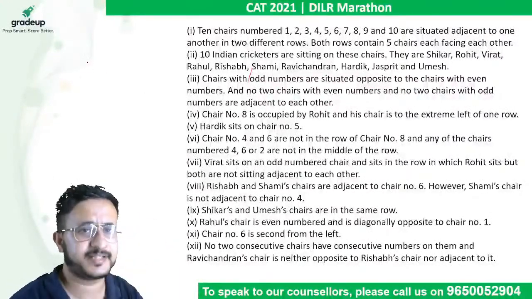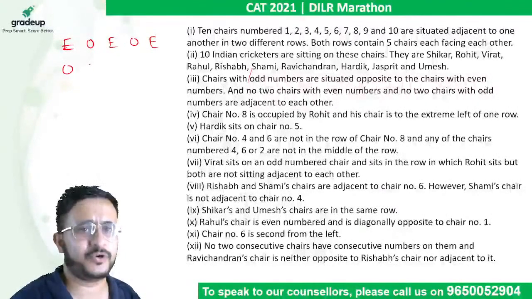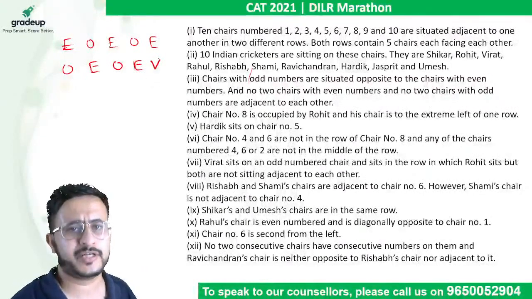So basically what is the structure saying? If there is an even chair, this will be odd, even, odd, even. And how will they be opposite? Odd, even, odd, even, odd. So basically these are alternate ones.